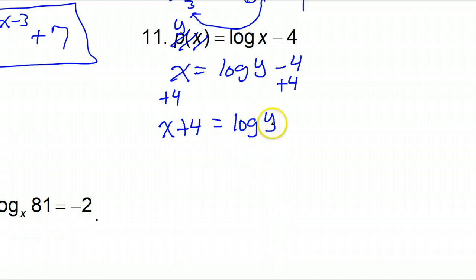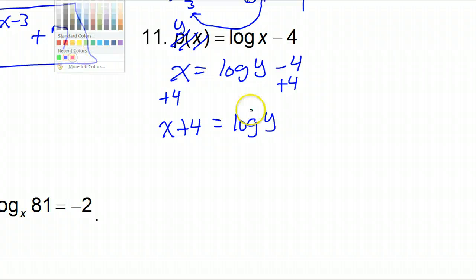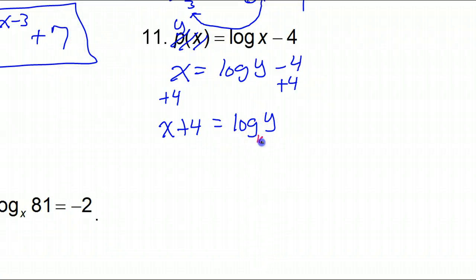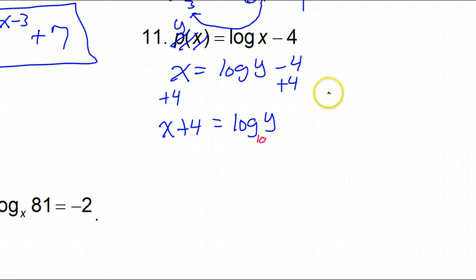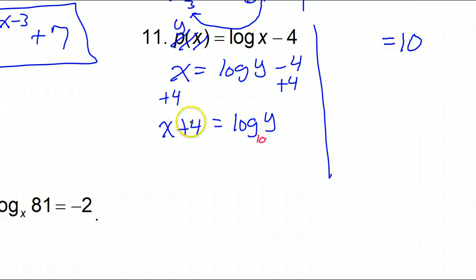How do I get the y out of there? Well, it's time to rewrite this in exponential form. Once again, please understand there's an invisible base here. This time it's 10. And we have to start with that invisible base. Okay, so I've got base 10. Now, the x plus 4 and the y are going to trade sides. So on the left, I'll have y equals. The x plus 4 is going to become the power.